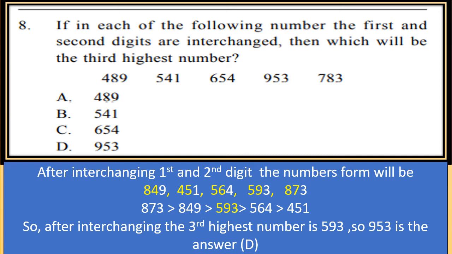So 873 is greater than 849, which is greater than 593, which is greater than 564, which is greater than 451. So after interchanging, the third highest number is 593 and the original number was 953. So the correct option is D.